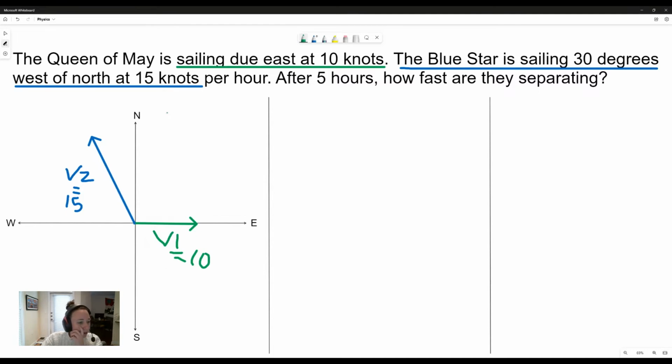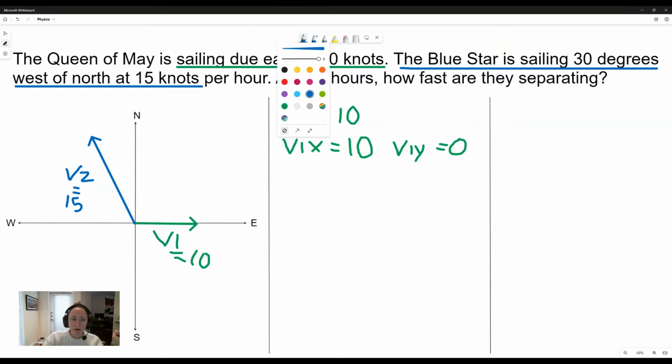Whenever you have a vector like this, you can break it up into its components. Let's start by thinking about V1, which is equal to 10. If we want to break V1 into its x and y components, V1 is moving purely east, so it's only moving in the x direction, and the y component would just be 0. So that one is easy.